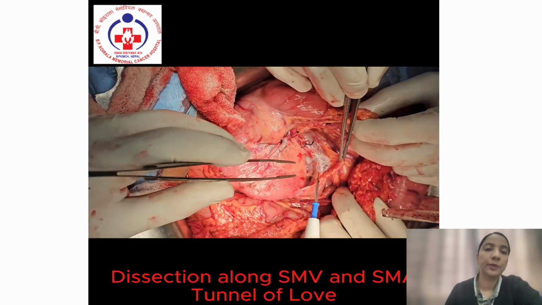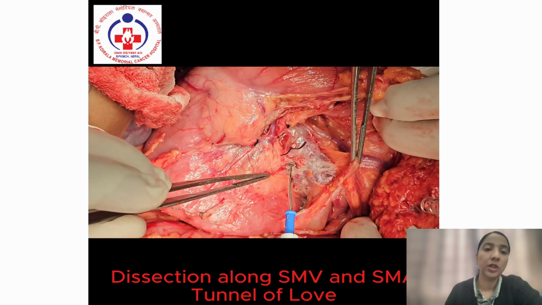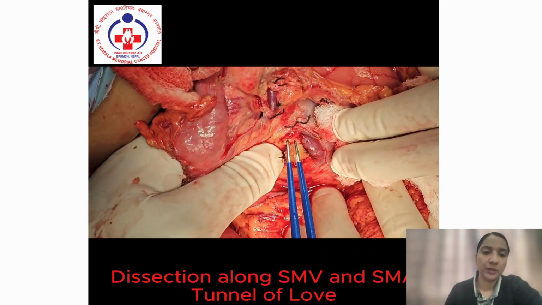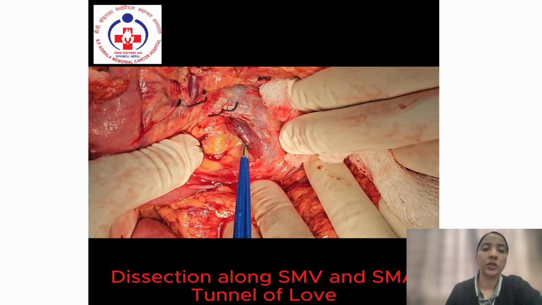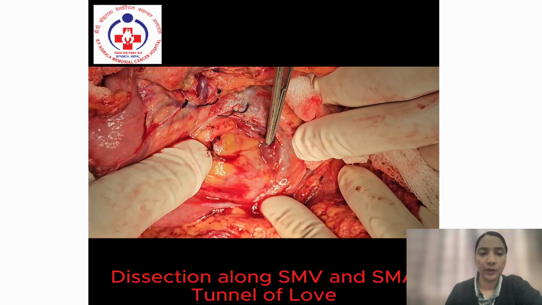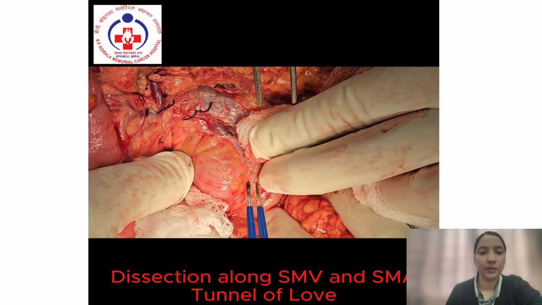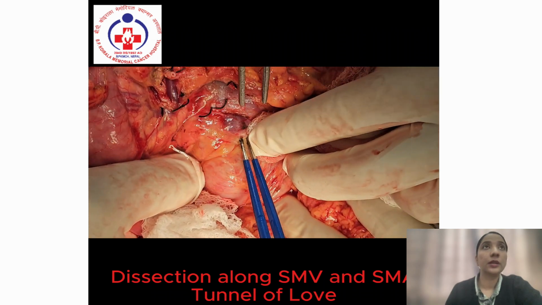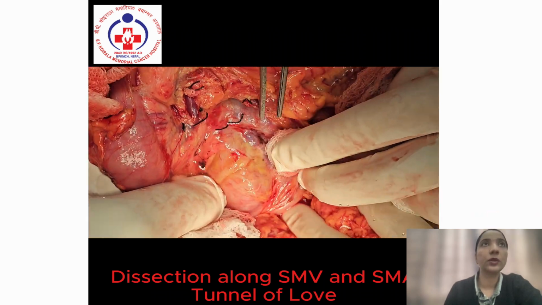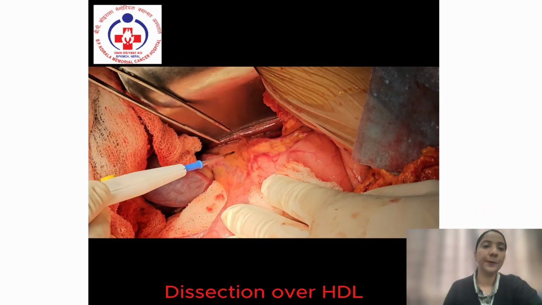We then proceeded further after identification of the superior mesenteric vein and the superior mesenteric artery. Then we went along the tunnel of loupe, dissecting the uncinate process from the superior mesenteric vein and the superior mesenteric artery. We did a generous and meticulous dissection with the bipolar cautery.